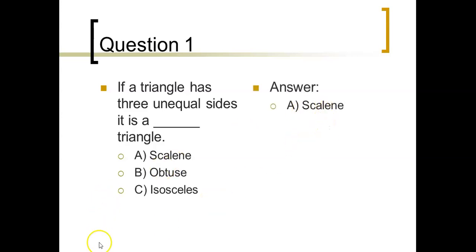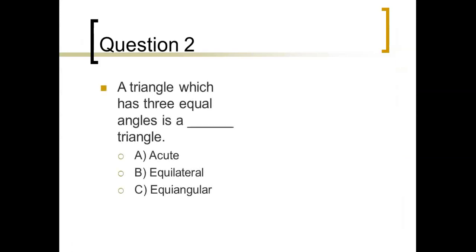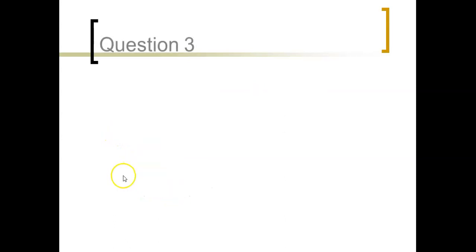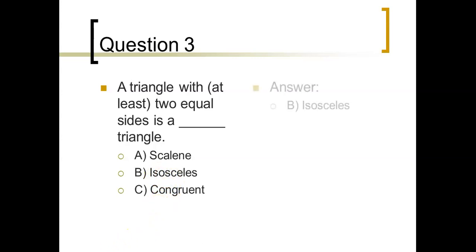Right? Let's look at the next question. A triangle which has three equal angles is a dash triangle. Option C. Equiangular means that what? The angles in particular are equal. Now look at the third question. The third question states that a triangle with at least two equal sides is a dash triangle. The correct option is isosceles, which is option B.